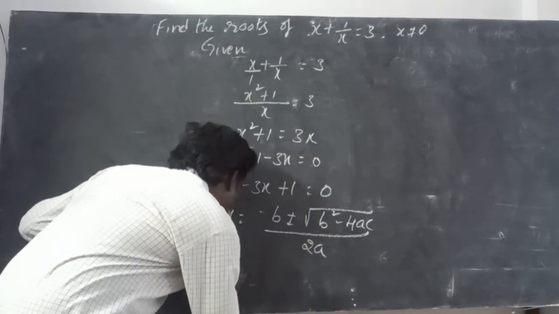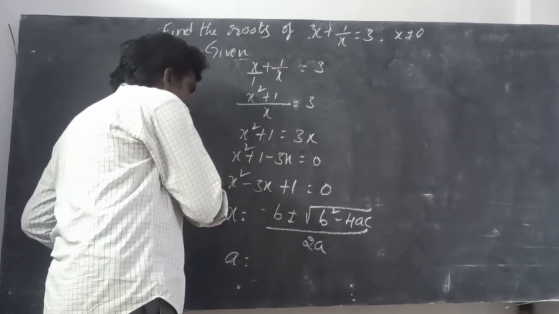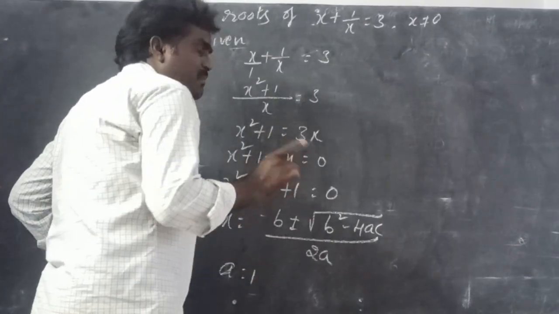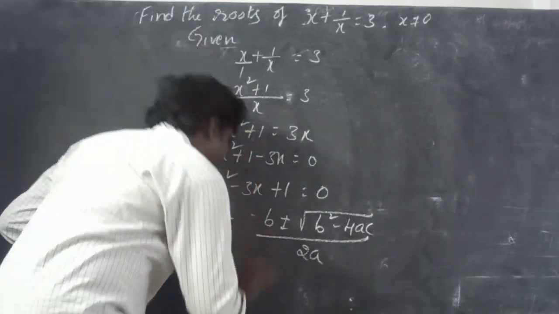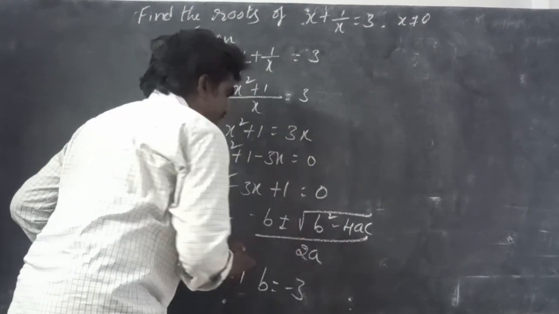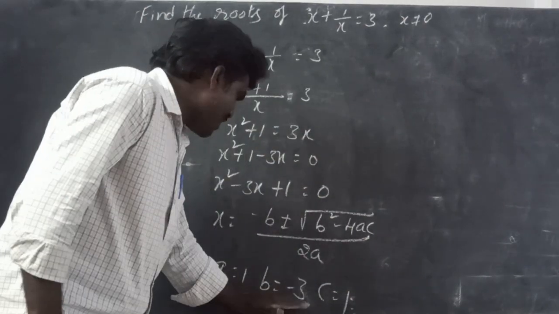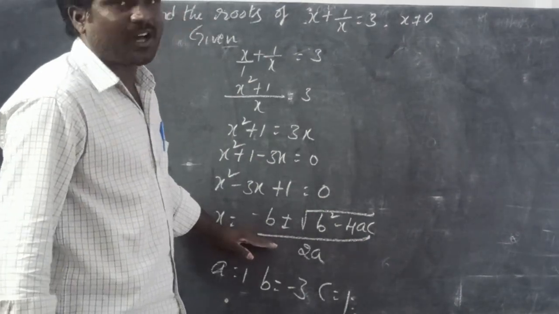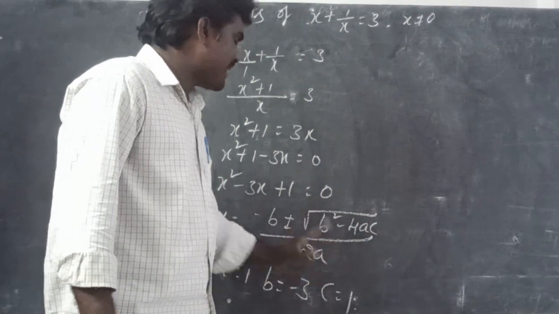So here, a is how much? a is the x square coefficient. Here the x square coefficient is 1. Next, b is the coefficient of x. Here b is -3. Next, c is the constant. Here the constant is 1. Okay, these values you can substitute in the quadratic formula, minus b plus or minus square root of b square minus 4ac by 2a.